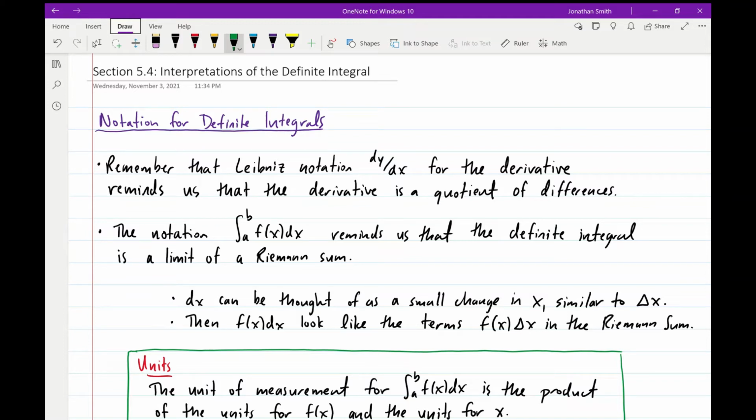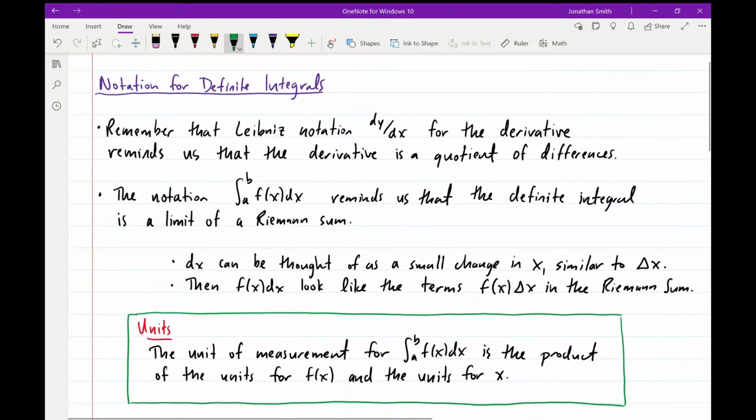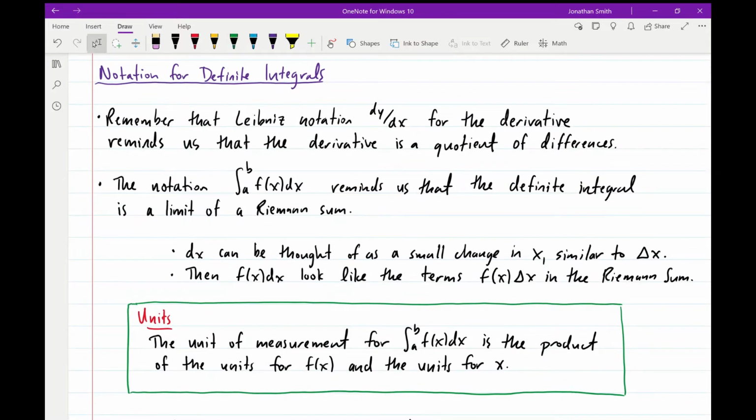Hello Math 122, this is the video for section 5.4, all about interpretations of the definite integral. So we're going to get started with some notation for definite integrals that we've talked about before, but hopefully give some motivation for why we choose this notation.